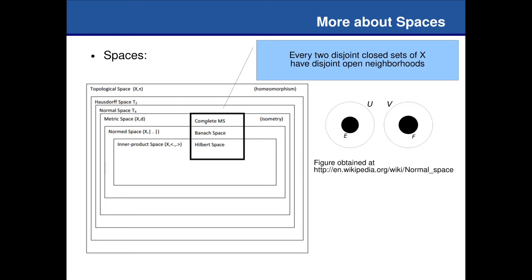Afterwards, we've got the normal spaces. Every two disjoint closed sets, so we've got some sort of closed set here and here around a given element, X and Y, have disjoint open neighborhoods. So we can come up with open neighborhoods around each of those closed sets, and there is still some relevant distance between them.